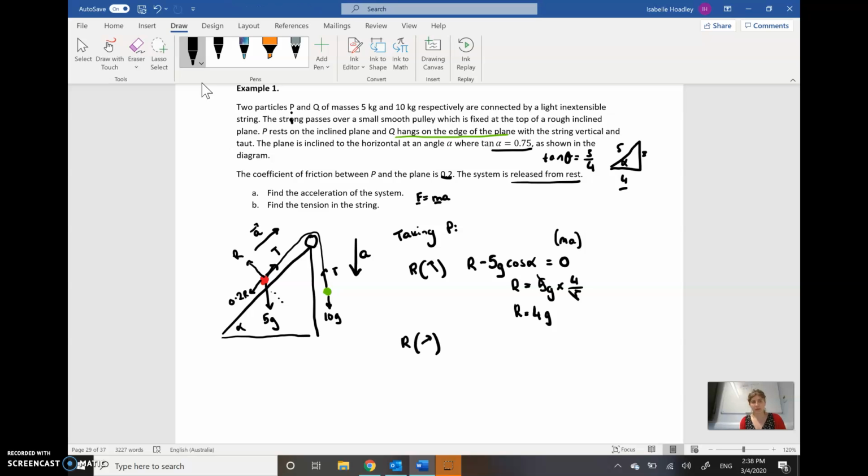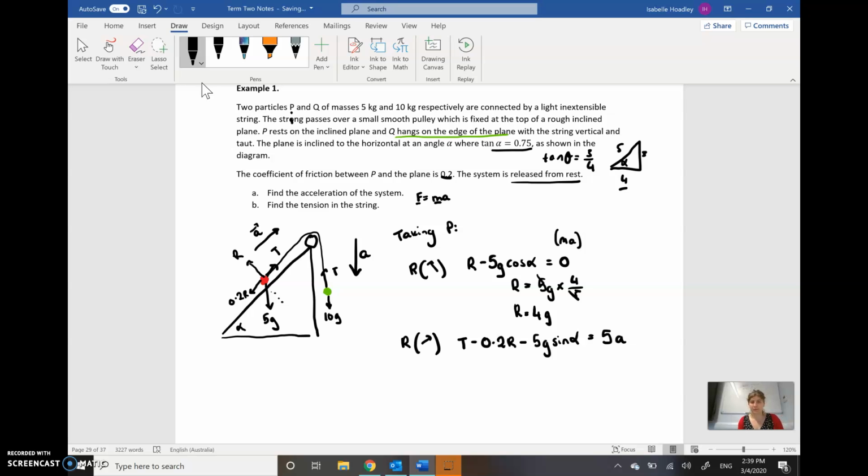Okay, if we resolve in line with the plane, we've got tension, so T, which is in line with the plane. We also have 0.2R, so negative 0.2R, because that's acting opposite to our tension. We also have the 5g sine force going downwards as well, so that's in the same direction as friction. So minus 5g sine alpha, okay? And in this case, it's equal to 5 times your acceleration, so 5a, because our mass is 5, and our acceleration is what we're trying to find.